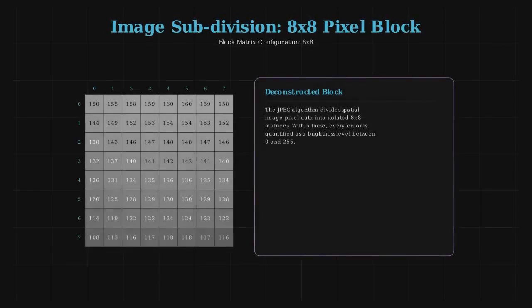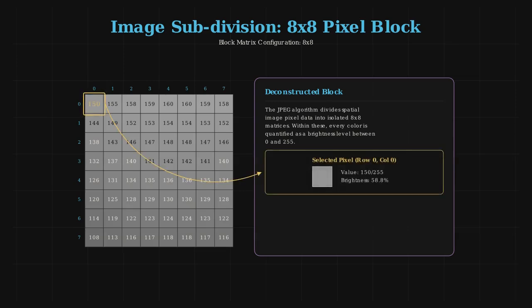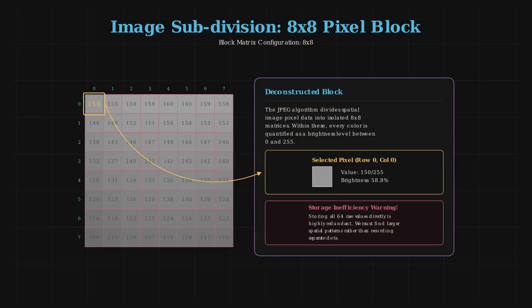Every day, billions of photos are shared online. A raw uncompressed image takes up massive storage, but JPEG shrinks it by 90% instantly. How? It starts by dividing the image into millions of tiny, independent blocks, measuring exactly 8 by 8 pixels.